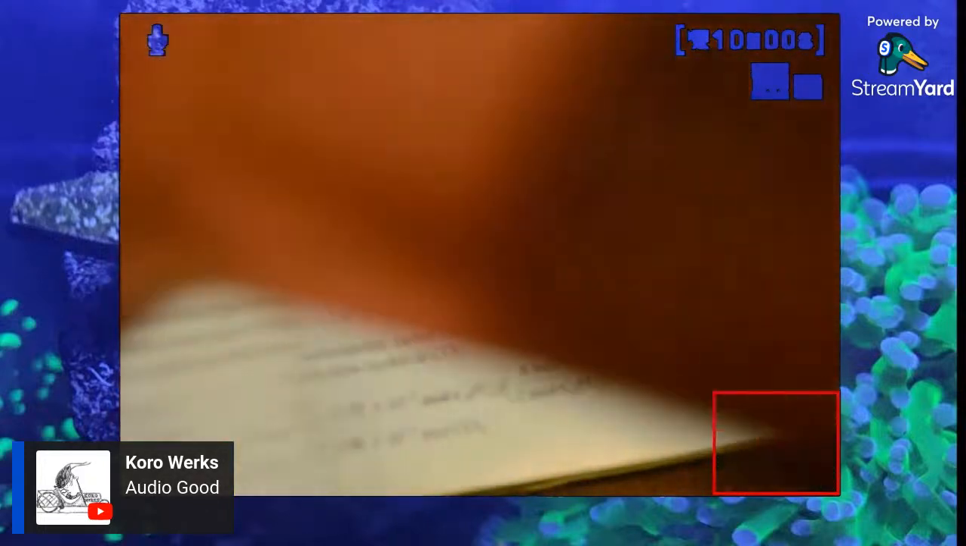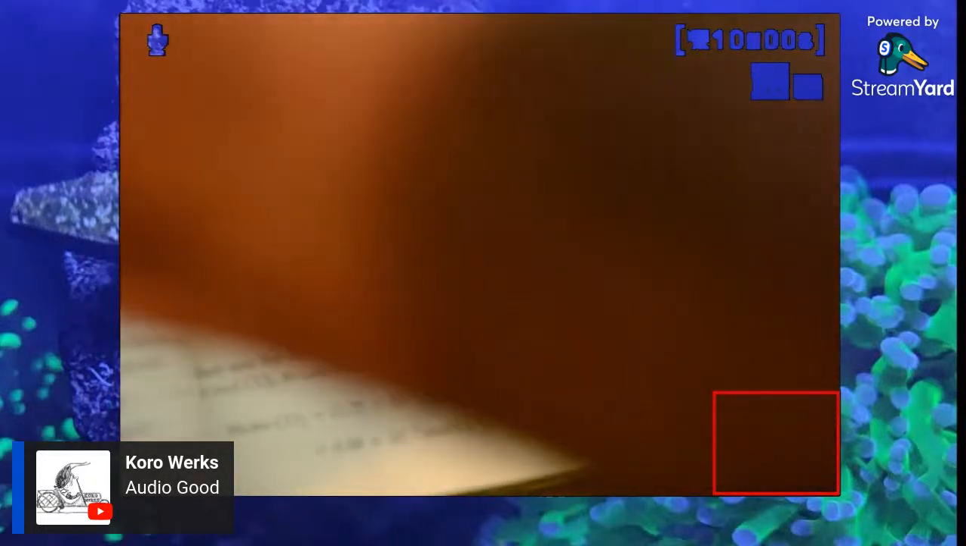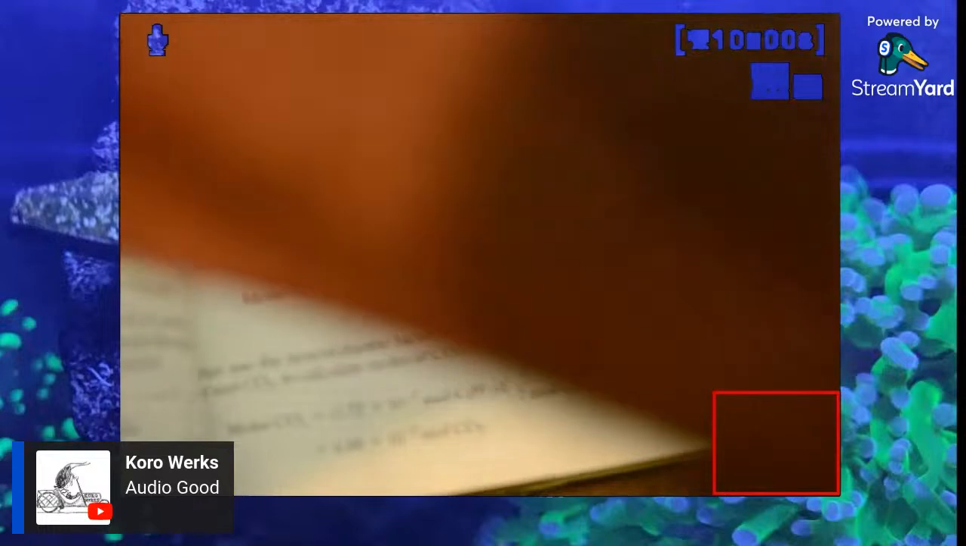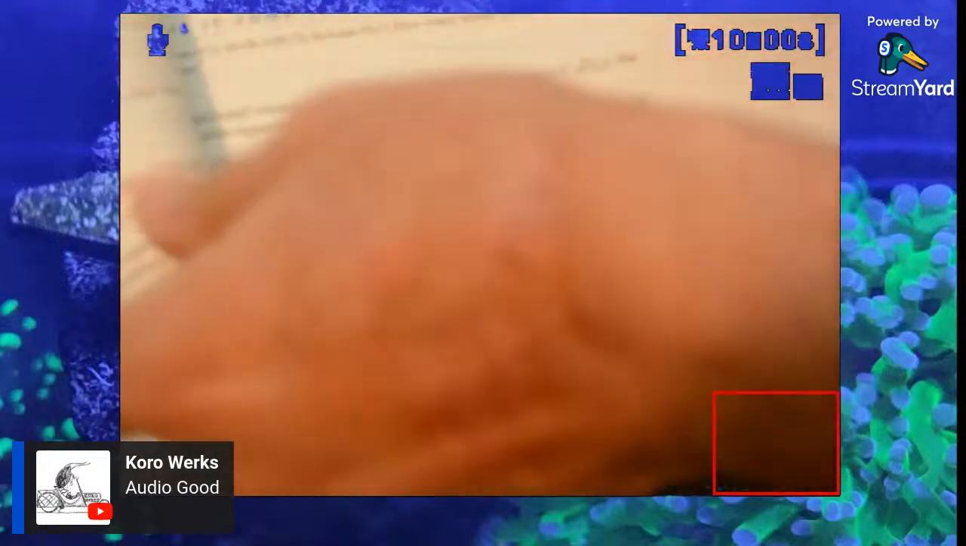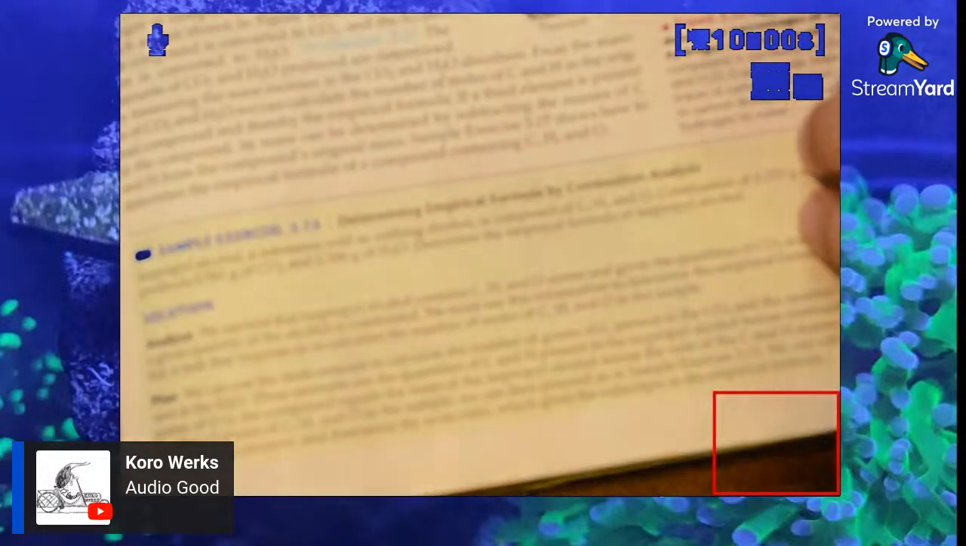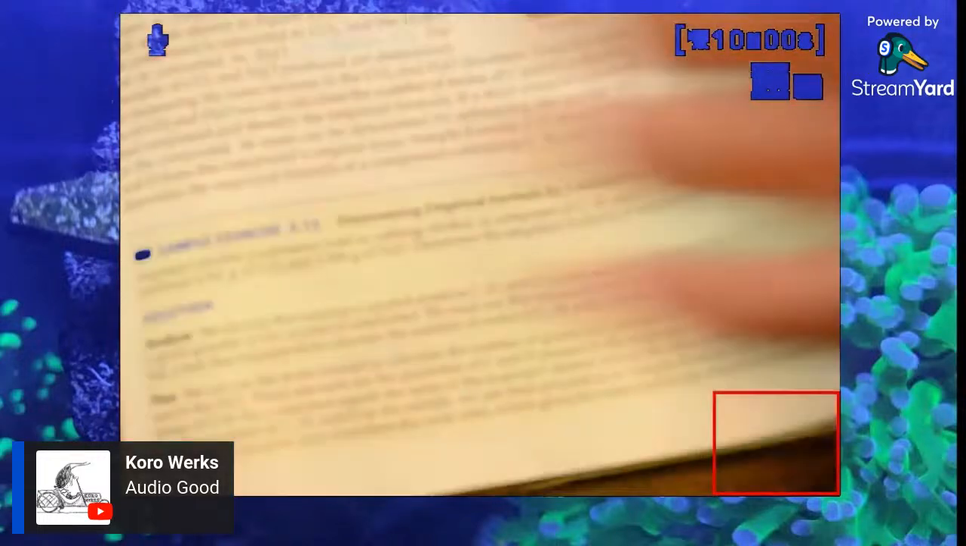Let's see how much more I got to do on this. Okay, we're almost done. I think this is the last one. Yeah, baby. Hold on. Okay, so 2 more problems and we're done.